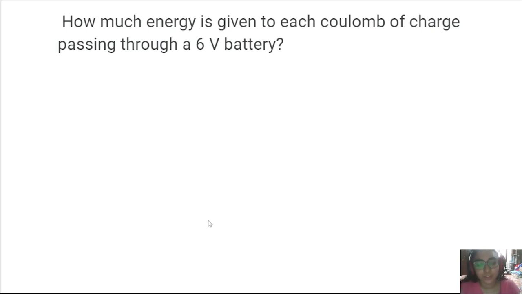So our topic for discussion today is some sums related to the topic current. So let's get started. Our first question here is: how much energy is given to each coulomb of charge passing through a 6-volt battery?